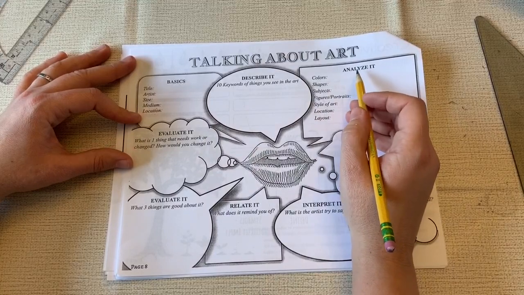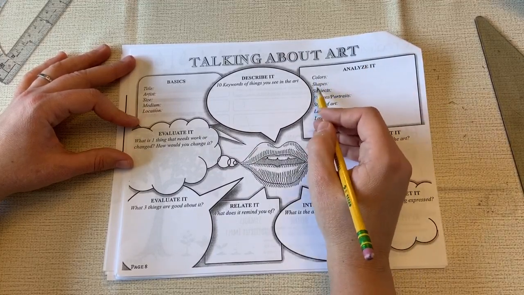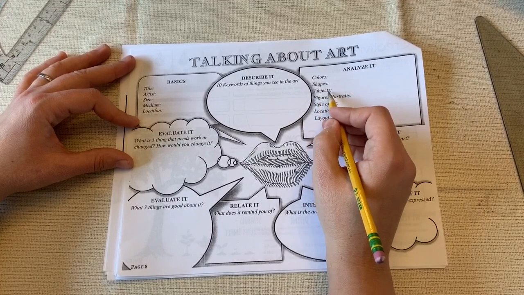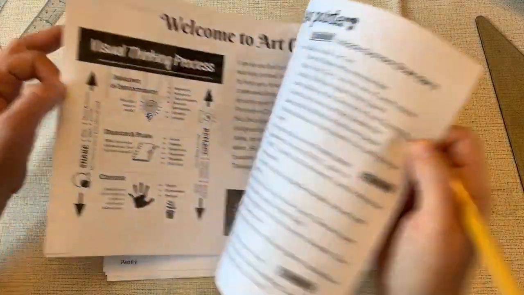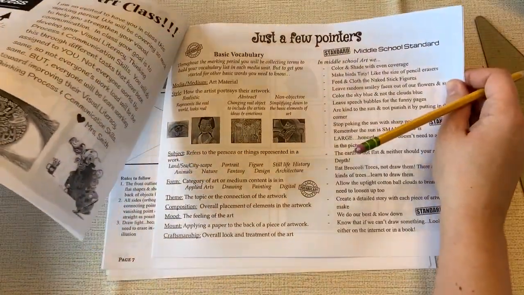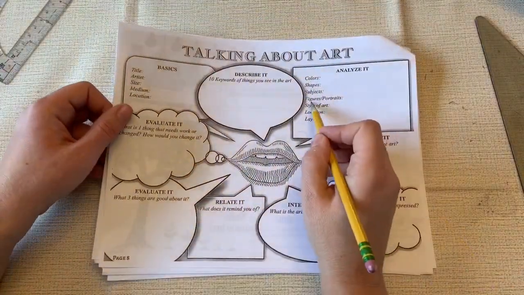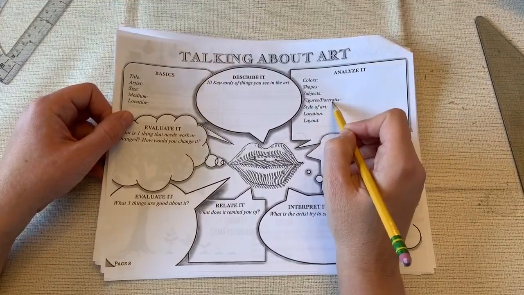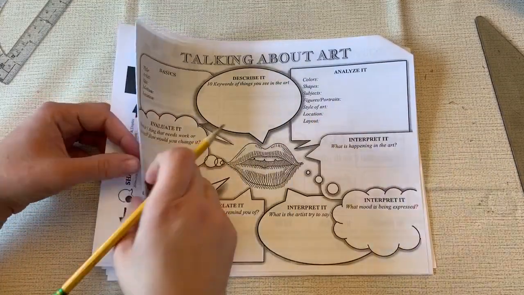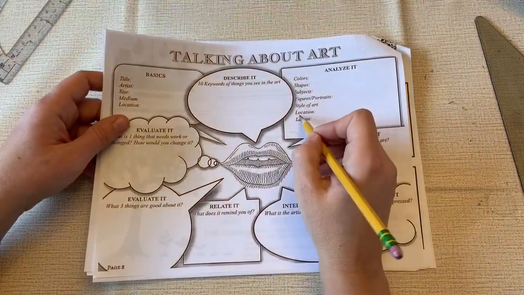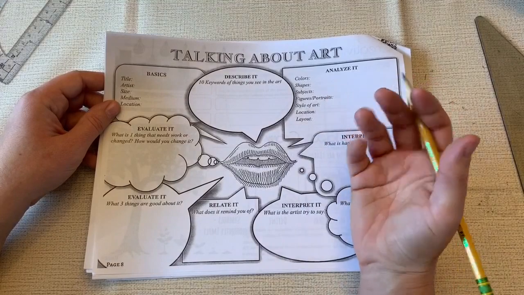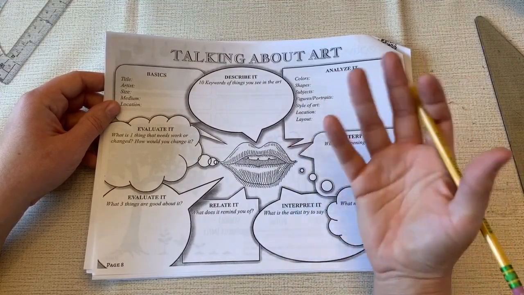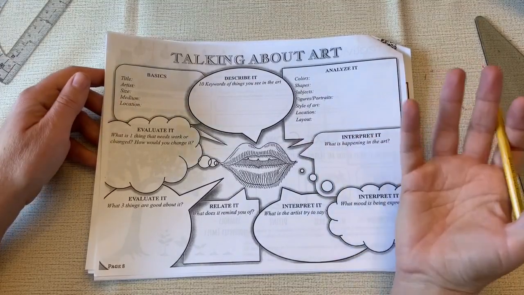Analyze it. Now we're going to break it down. Tell me the colors you see, the shapes, the subject. By the way, you might want to peek back in this original to see what the word subject means. Figures, portraits: if it doesn't have any, just tell me none. Style of art, back here. Location: where is it inside? If you could tell me where we are, outside or inside, tell me a little bit.